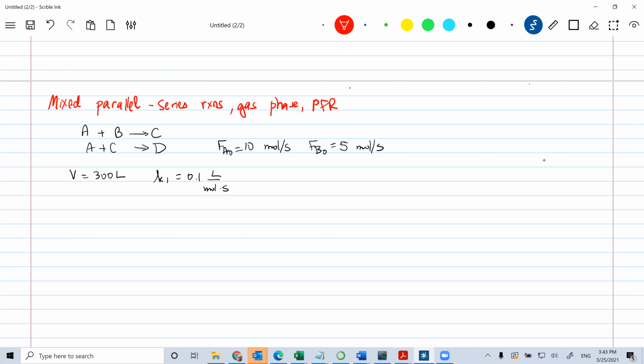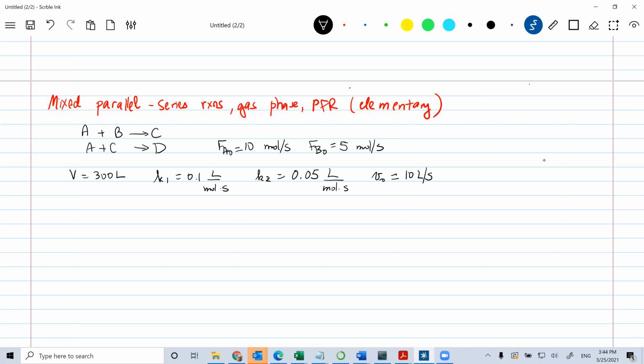And before I forget, these are elementary reactions. So keeping it simple, you have k1, which is 0.1, and k2 is 0.05. Okay, you're given those, and your volumetric flow rate inlet is 10 liters per second.